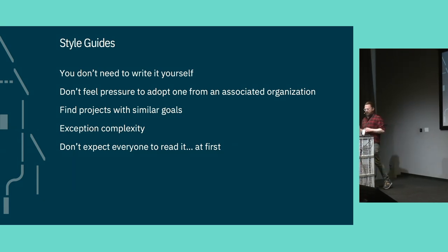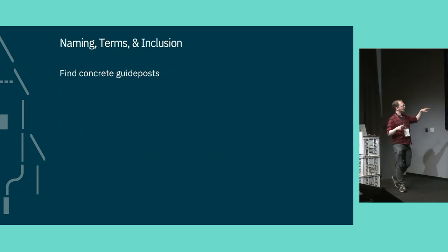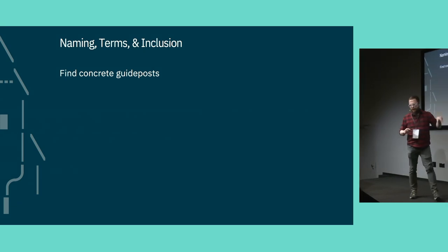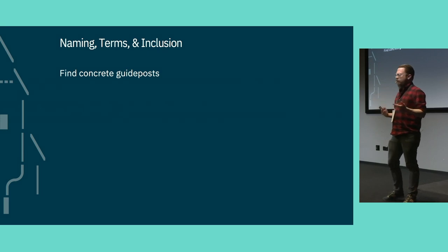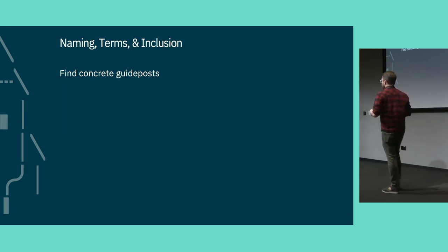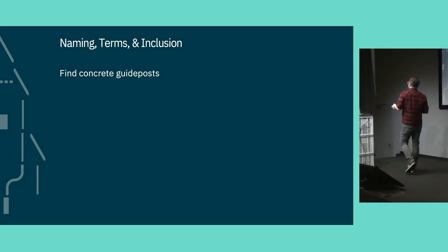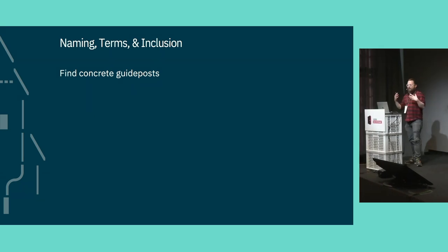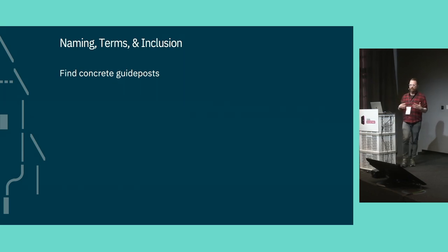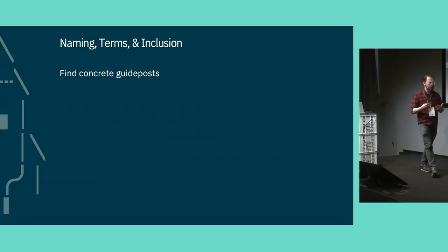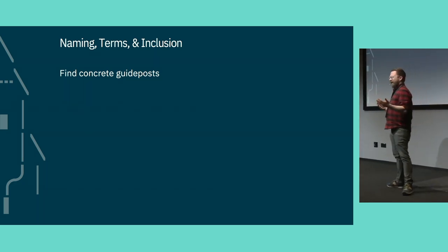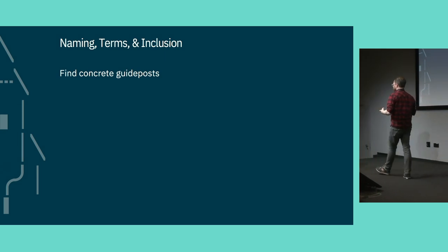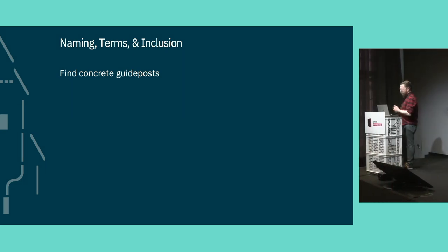Now, where we get into another piece that I think ties into the style guide in an interesting way is naming terms and inclusion. This is something that I've had to deal with in a couple different ways. It is really complicated to navigate. What you should be doing on this is finding the correct concrete guidepost to help you navigate this particular issue. And when I say naming terms and inclusion, there are a number of terms that maybe don't work out in the public context, or maybe they're outdated, or things we've decided to move on from language.